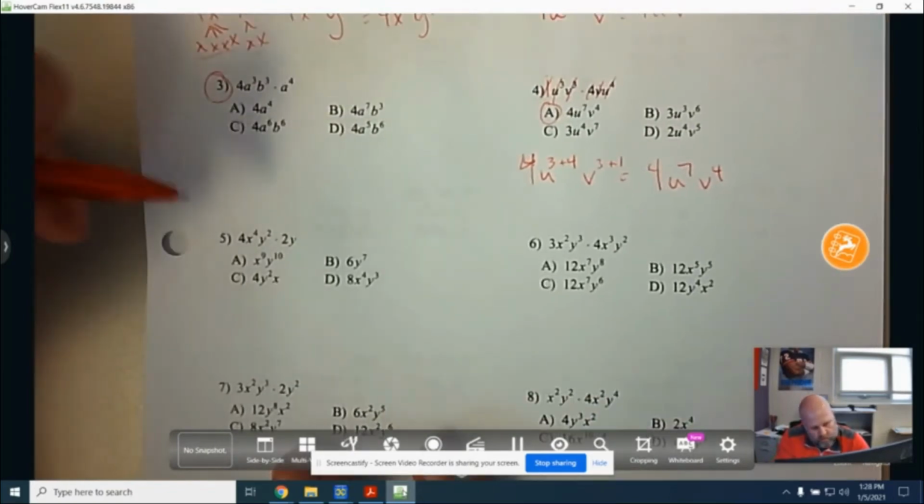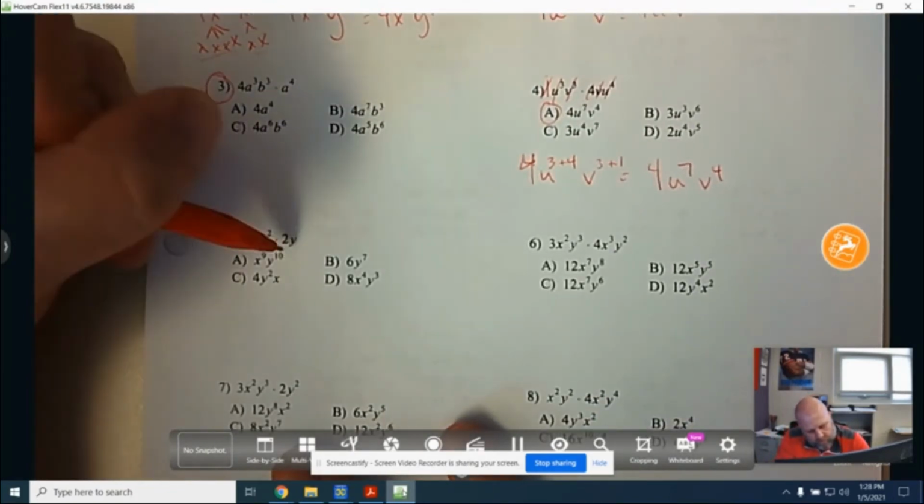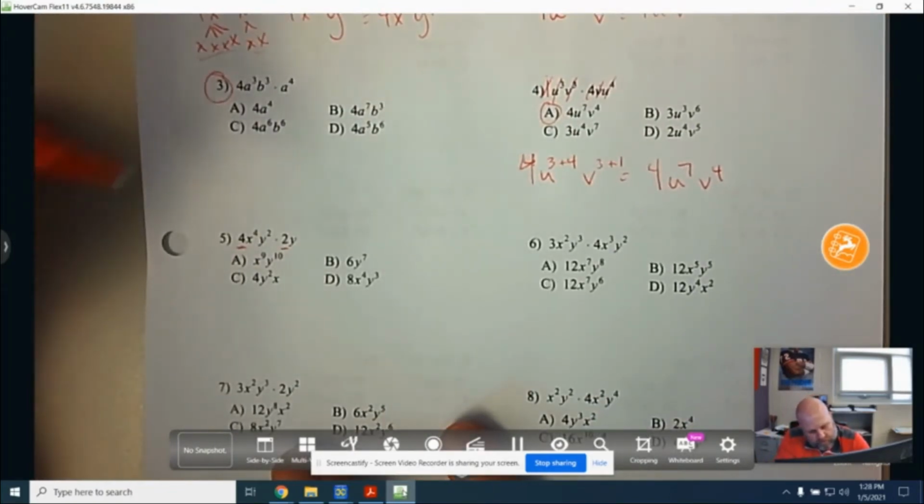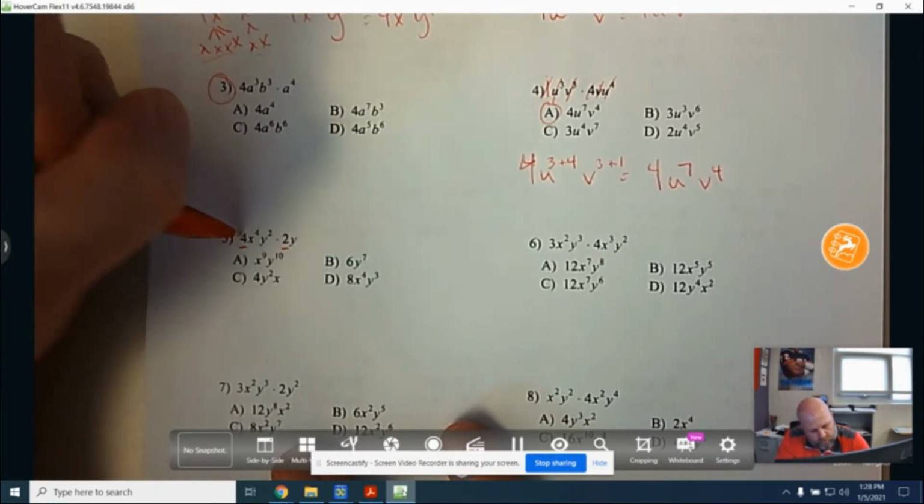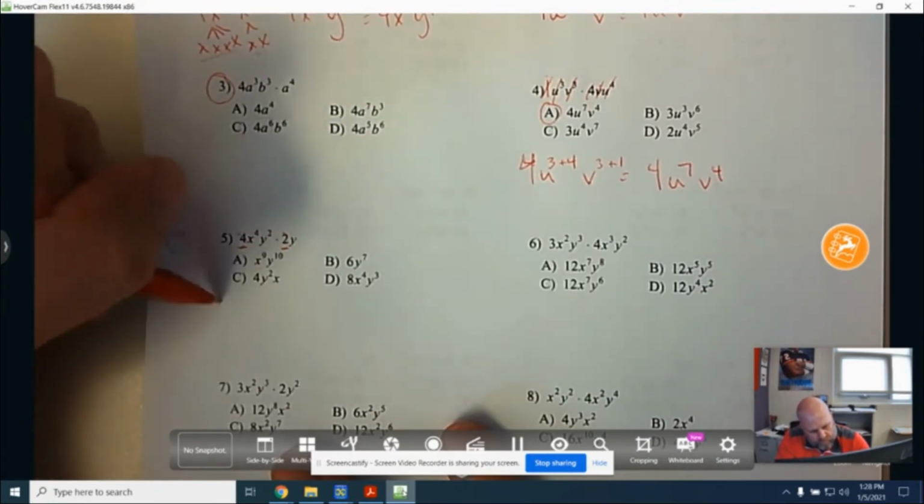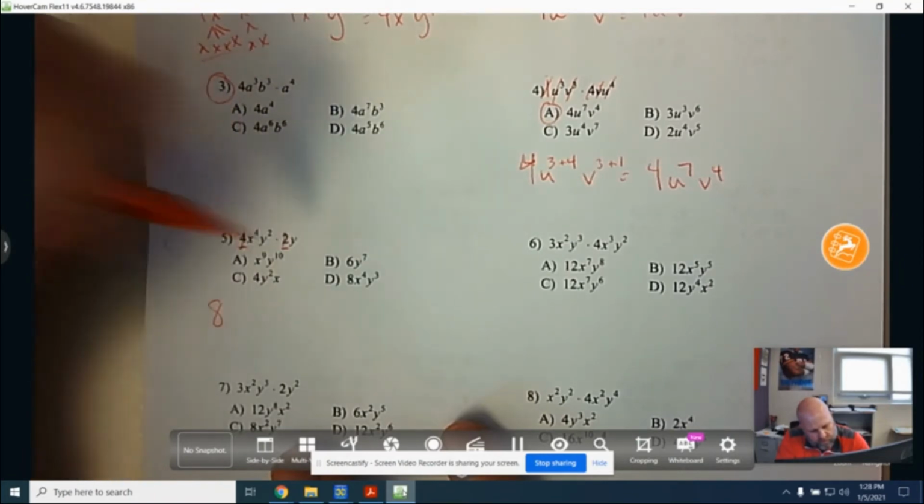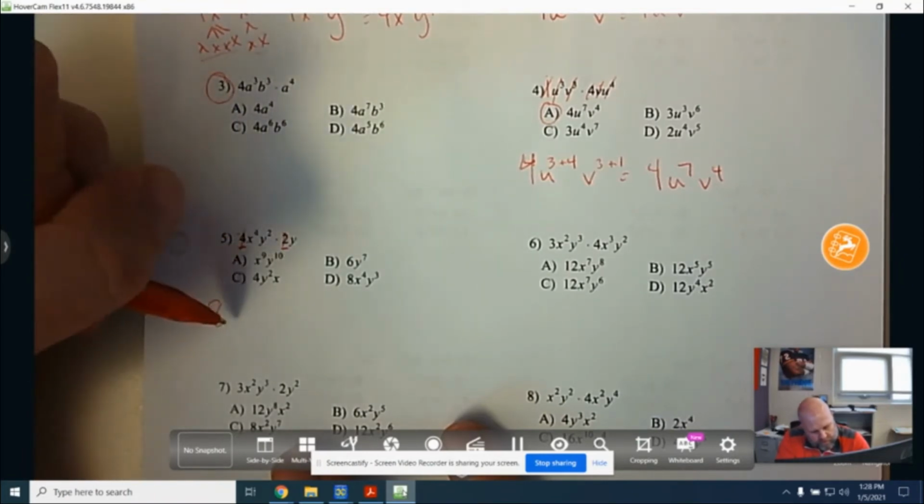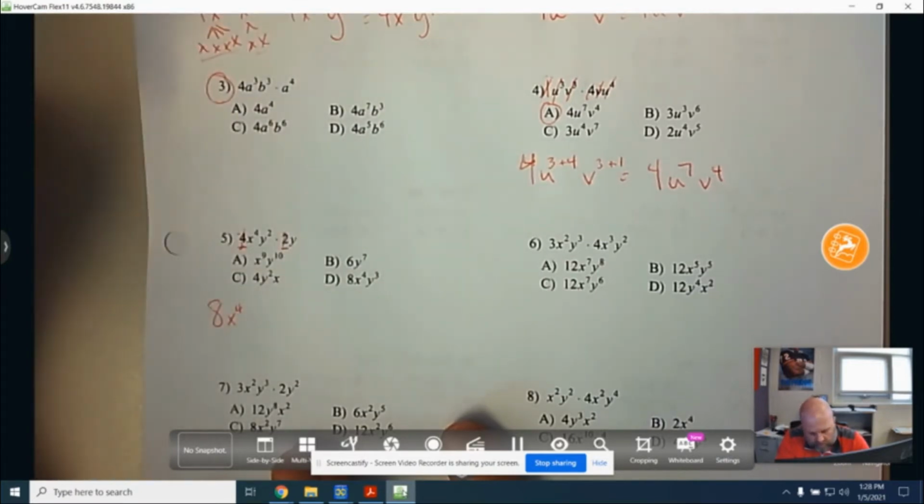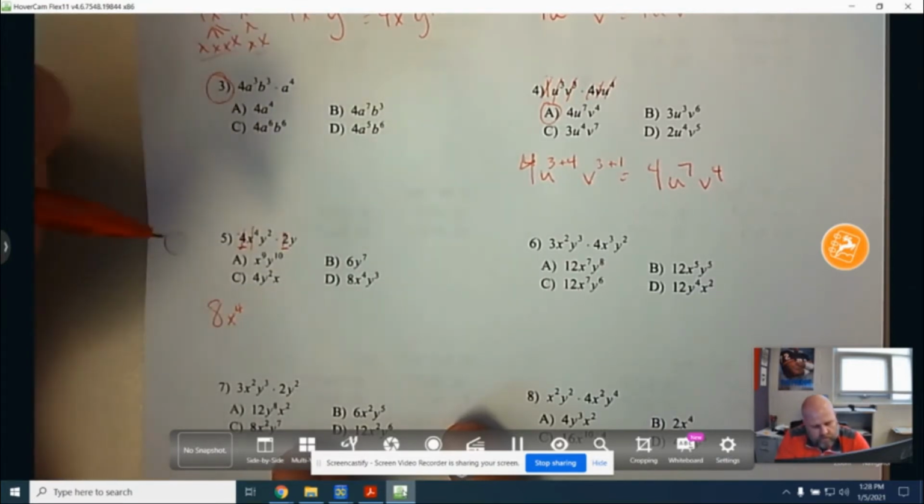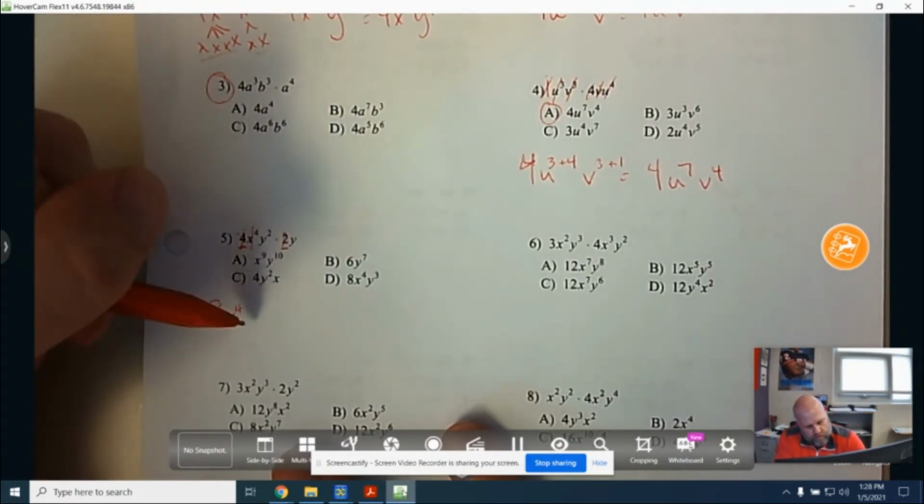Okay, let's do number 5. So my coefficients, I have a 4 and I have a 2. So I'm going to do 4 times 2, which gives me the 8. So I'll cross those off as I use them. Alphabetically first is x to the 4th power, there's no other x's. Cross it off, and then I'm going to look for my y's.